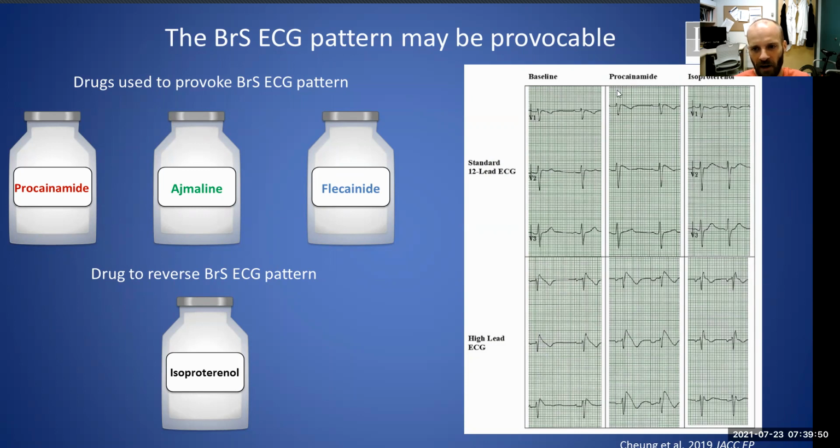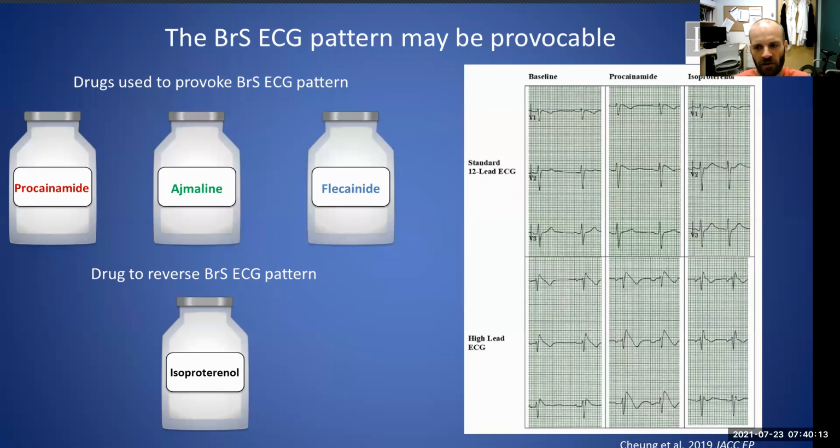When given procainamide, we develop a type 1 pattern also occurring in the standard leads, and that Brugada pattern becomes much more evident, much more marked in those high leads. And then when given isoproterenol, it all disappears again. So the Brugada pattern can be influenced with drugs.